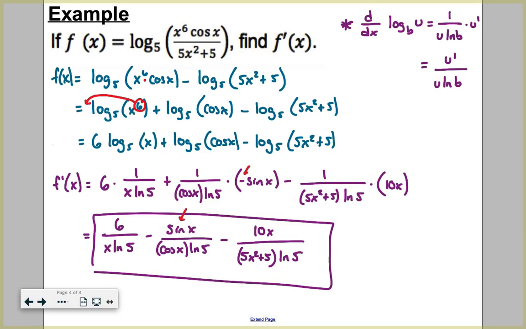You might be asking yourself, well, we do have this sine over cosine. Couldn't we simplify that a little bit more? Absolutely you could, but I don't know if it's going to look any nicer. So here it is if you were to simplify that a little bit more. So it would be 6 over x times the natural log of 5 minus tangent of x times 1 over the natural log of 5. And then minus 10x over 5x squared plus 5 times the natural log of 5. So it doesn't necessarily look any neater. So I would say you can leave that as sine over cosine, but make sure you check that with Newton to see that it is simplified down the most.